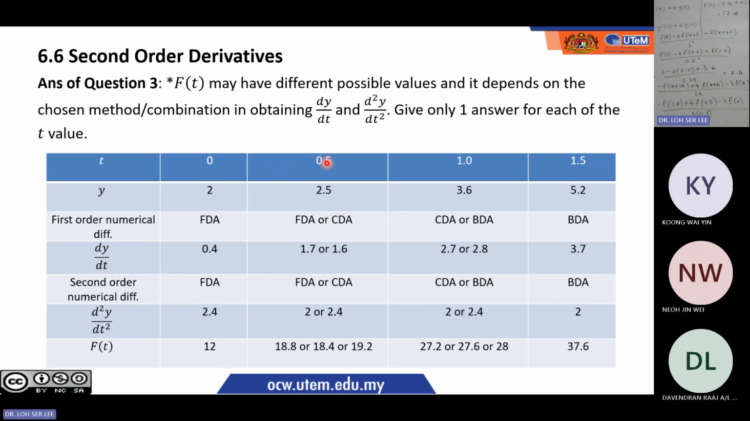For the case of 0.5, you can either use this forward difference approximation or the standard difference approximation, because we need 3 points. Depending on whether you use forward or standard, you will get slightly different values. The marking scheme will be based on what you choose. But of course, if we want a better approximation, we will choose standard.